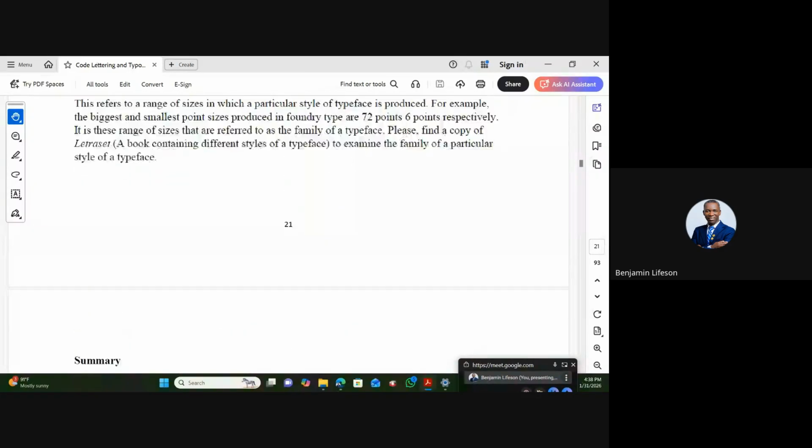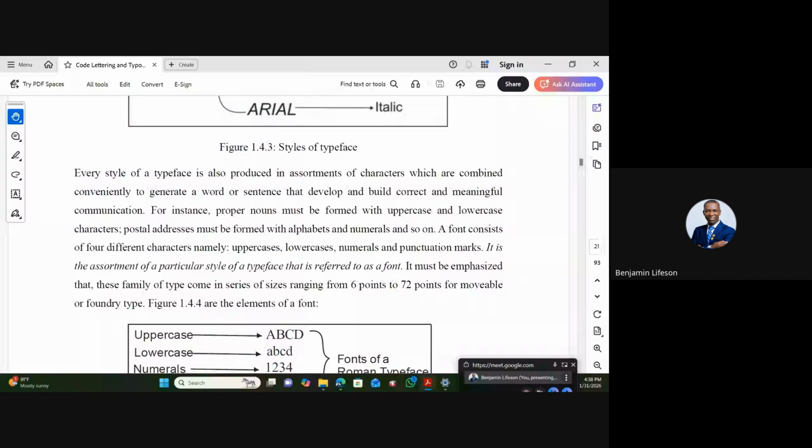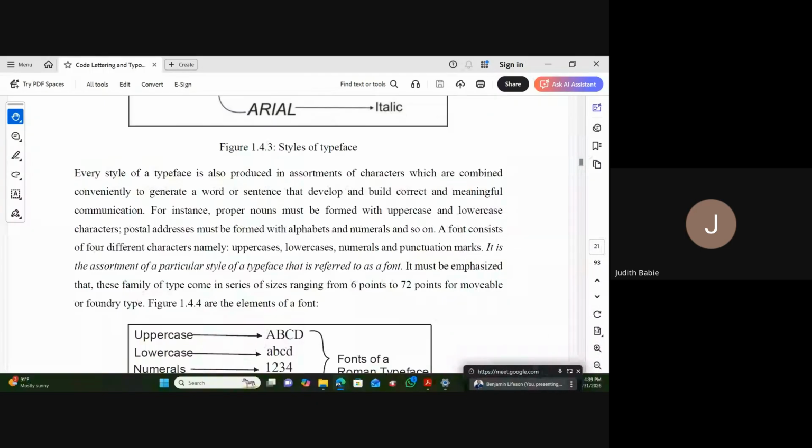Now let's look at this. Someone should read, starting from: every style of a typeface is also produced in assortments of characters, which are combined conveniently to generate a word or sentence that develop and build correct and meaningful communication. So we are saying that every style of a typeface is also produced in assortment.